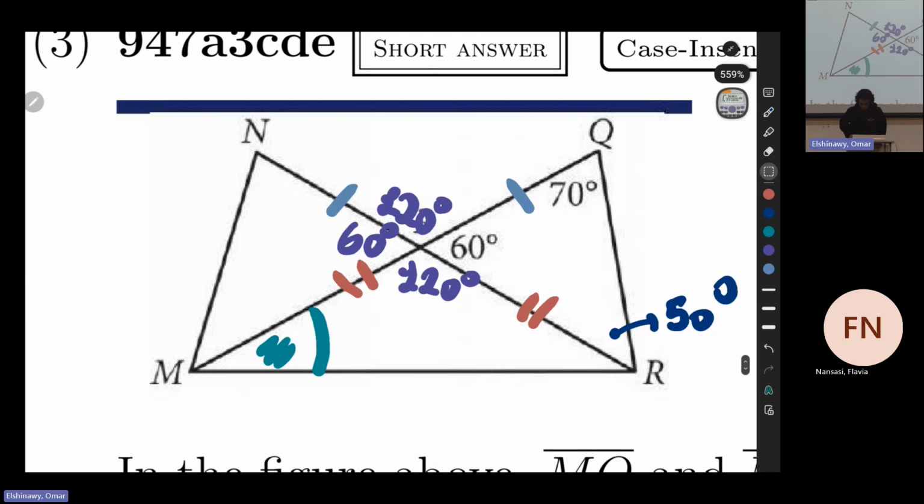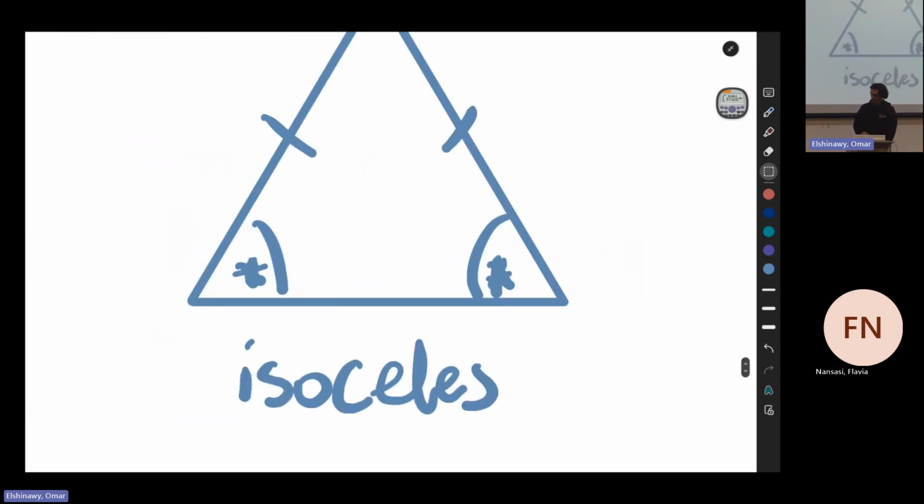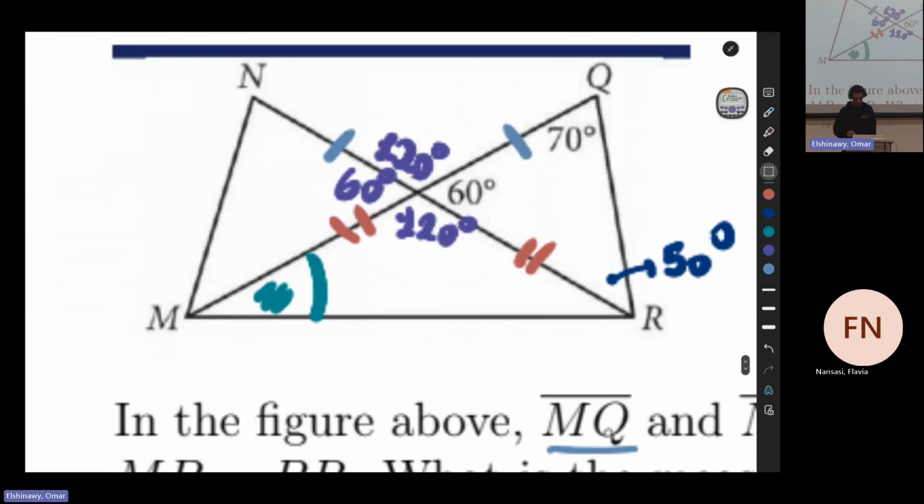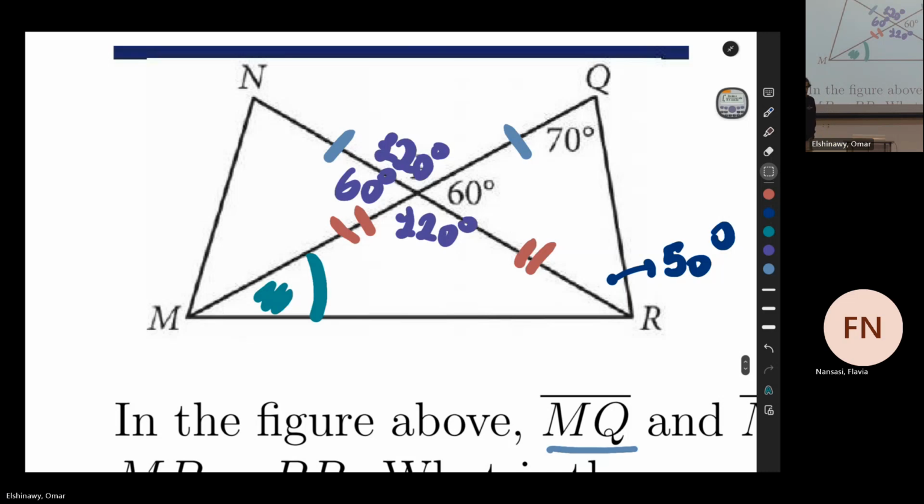Now, do you see the triangle that's isosceles? Isosceles meaning this, so the angles equal the angles. Which one is it? These two. Yeah, the lower one. So we're going to divide the rest by 2. So this is our isosceles triangle.